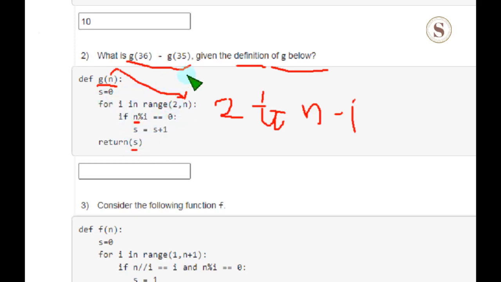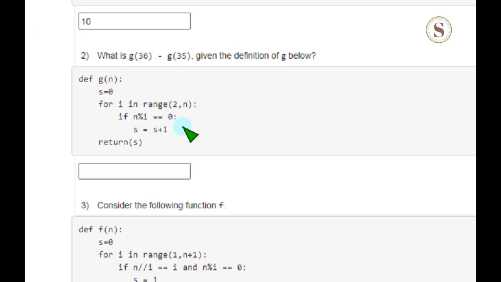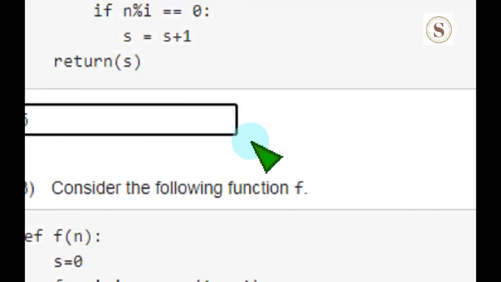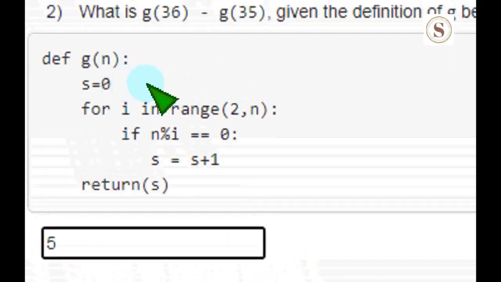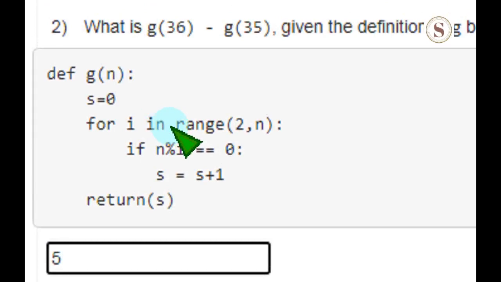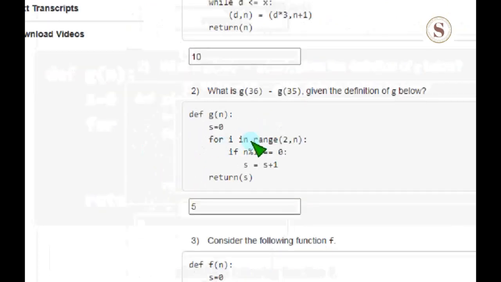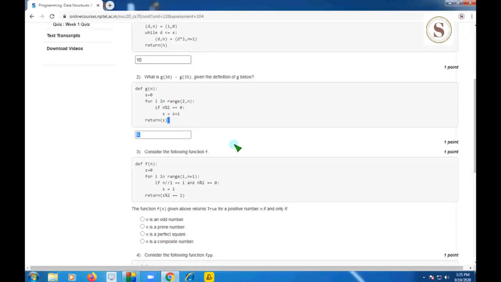So g of 36 minus g of 35. If we substitute these values and do the calculation, we will get the answer as 5. So if you see this, you can get the answer as 5. So let's go to the third question.